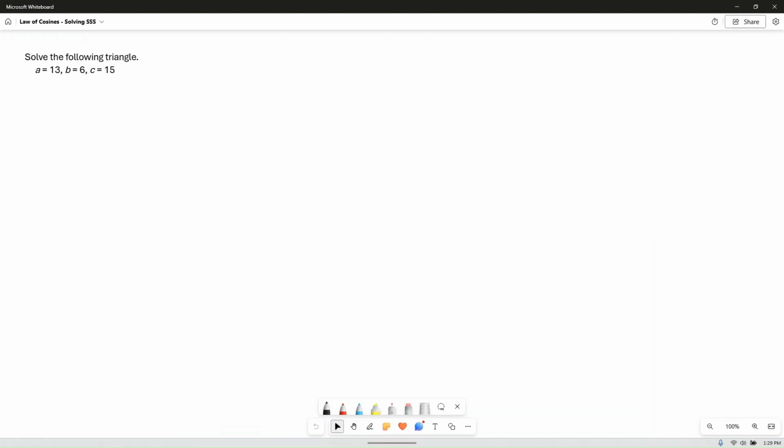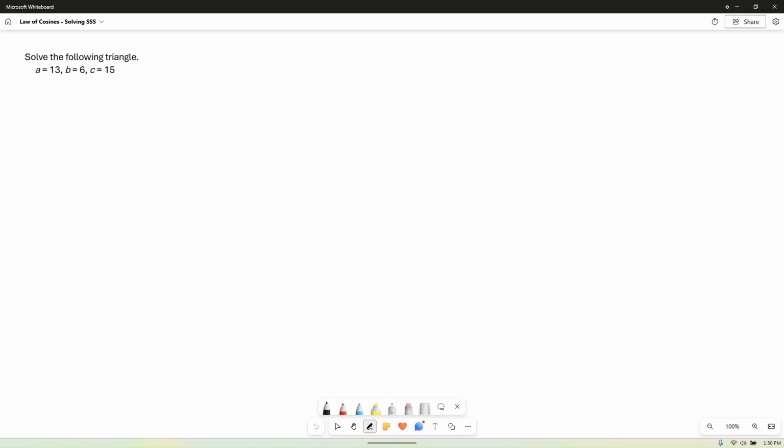Let's look at an example of solving a triangle using law of cosine. In this example, we're given the length of the three sides of a triangle. Side A has a length of 13, side B has a length of 6, and side C has a length of 15. So again, let's draw a triangle.